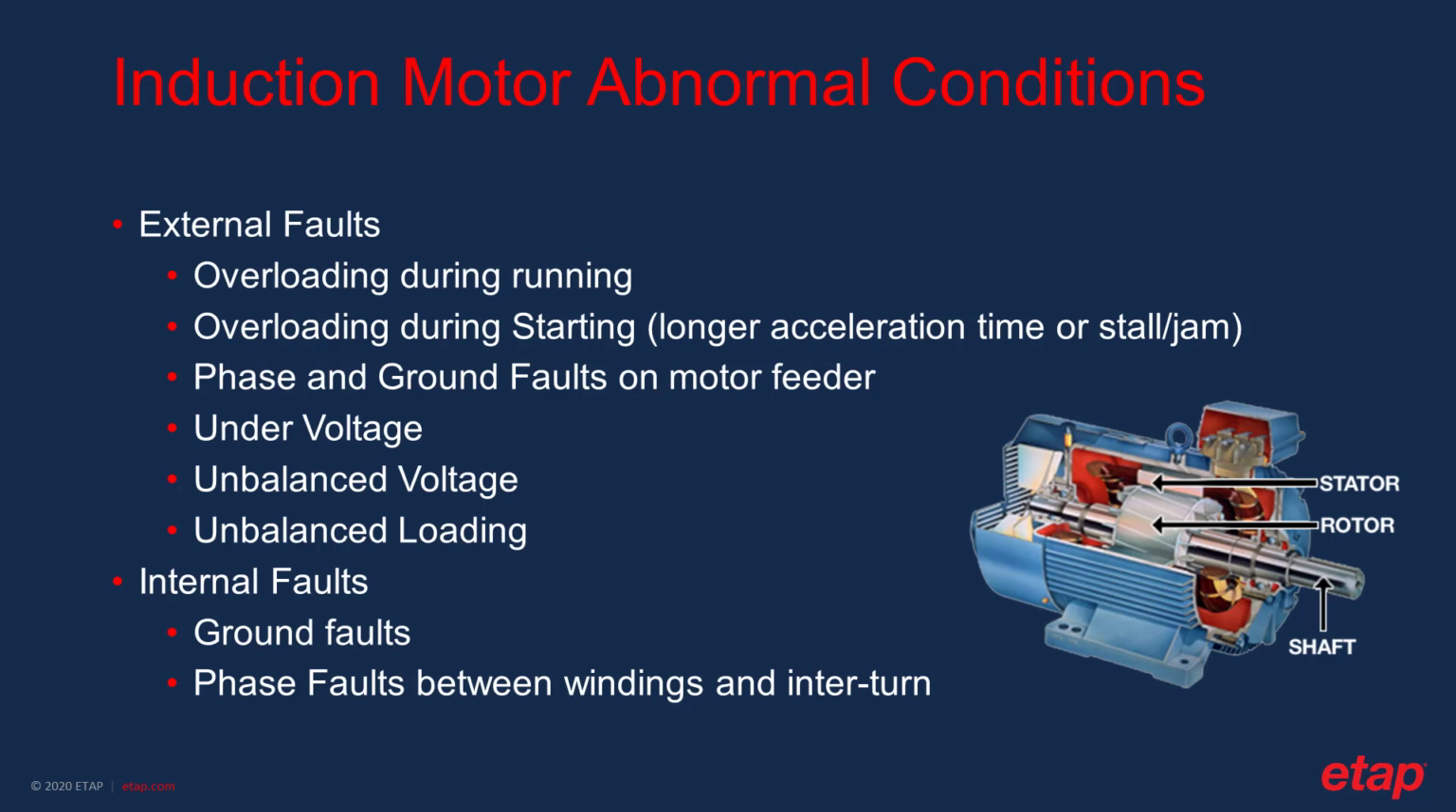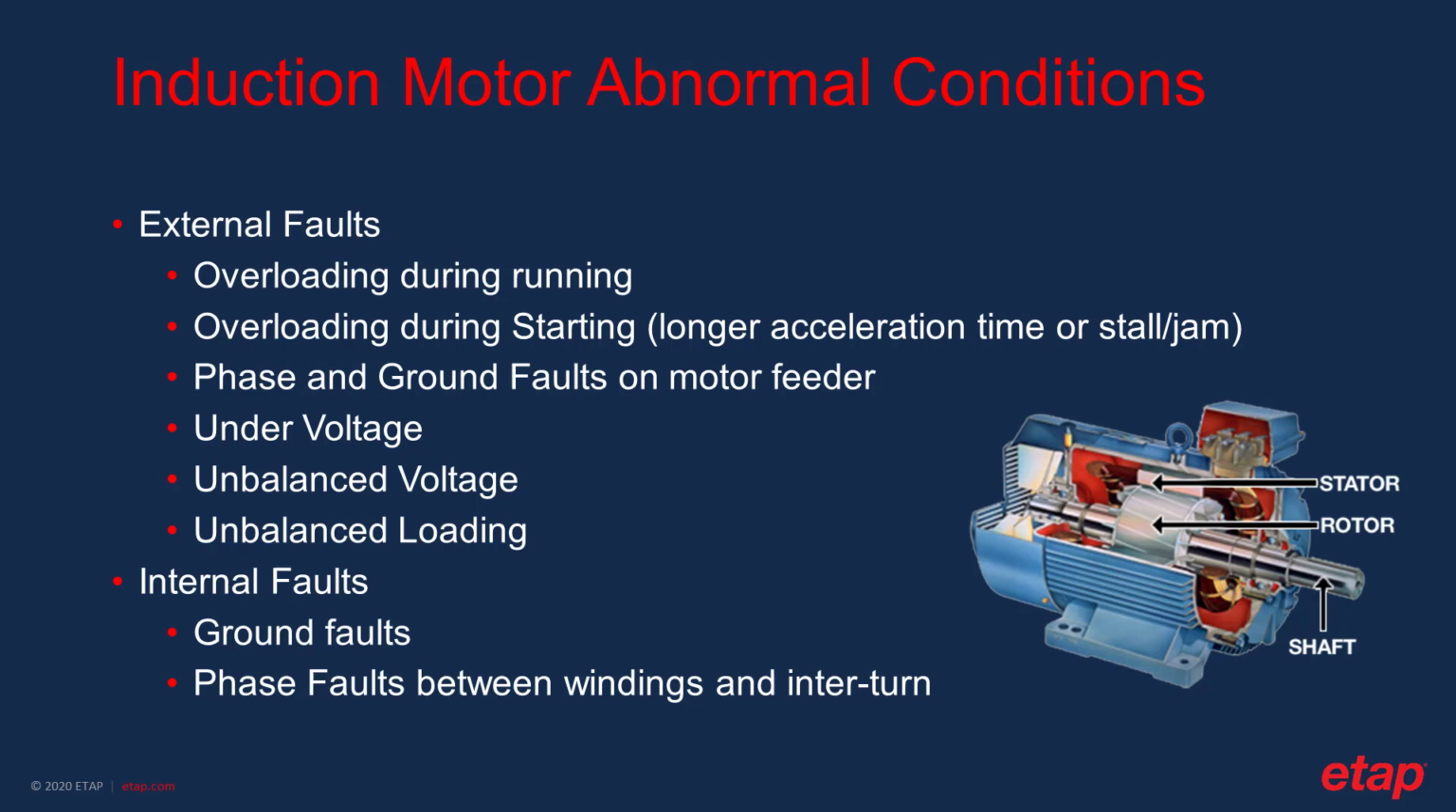The abnormal condition of the motor is caused by internal and external faults. External faults would be overloading during the running, overloading during the starting, or stall or jam, which means the shaft of the motor is locked because of the load and cannot rotate. It could be caused by phase or ground faults on the motor feeder, or undervoltage, or unbalanced voltage, or unbalanced loading. The internal faults of the motor are typically interwinding faults, or between the winding and the body of the motor, which would be the ground faults.